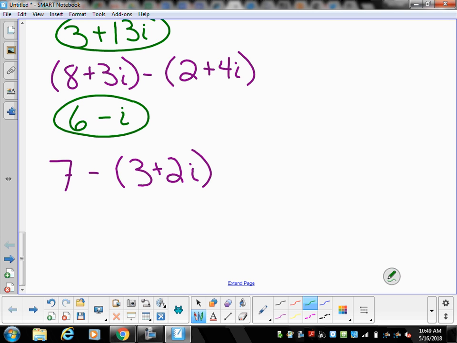All right. So this one. Like terms, 7 minus 3 is what? 4. And then what are we going to have left for that? Minus 2i. Okay. Yeah. And the key is make sure that minus sign goes with the 2i also.